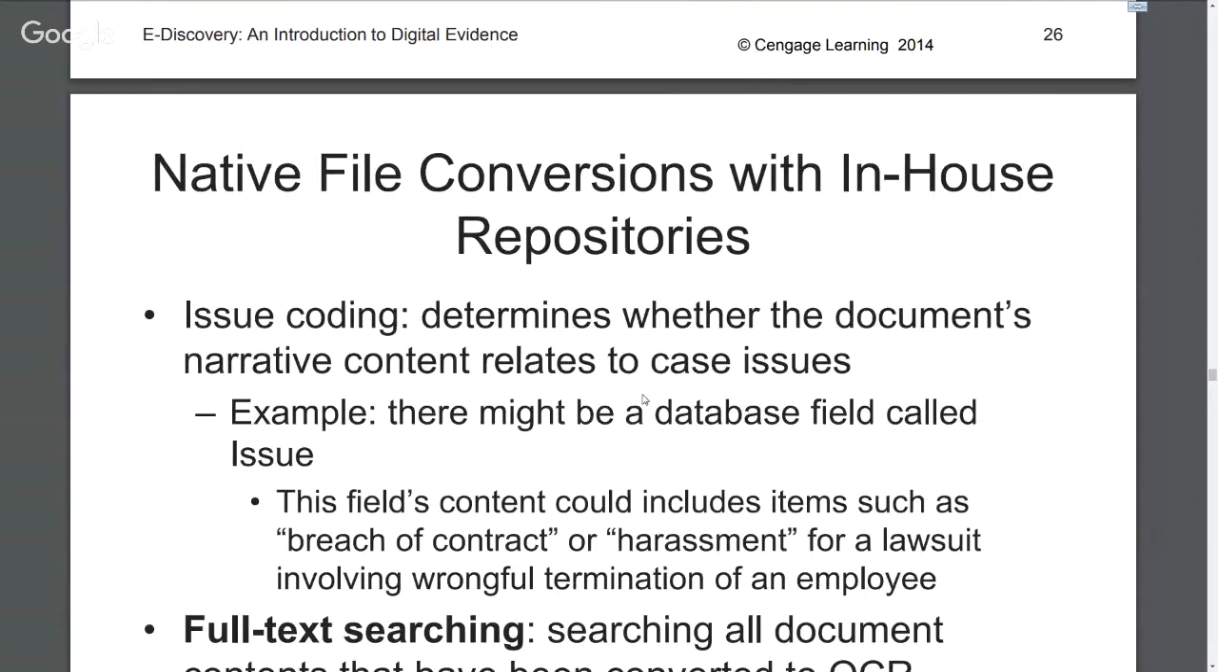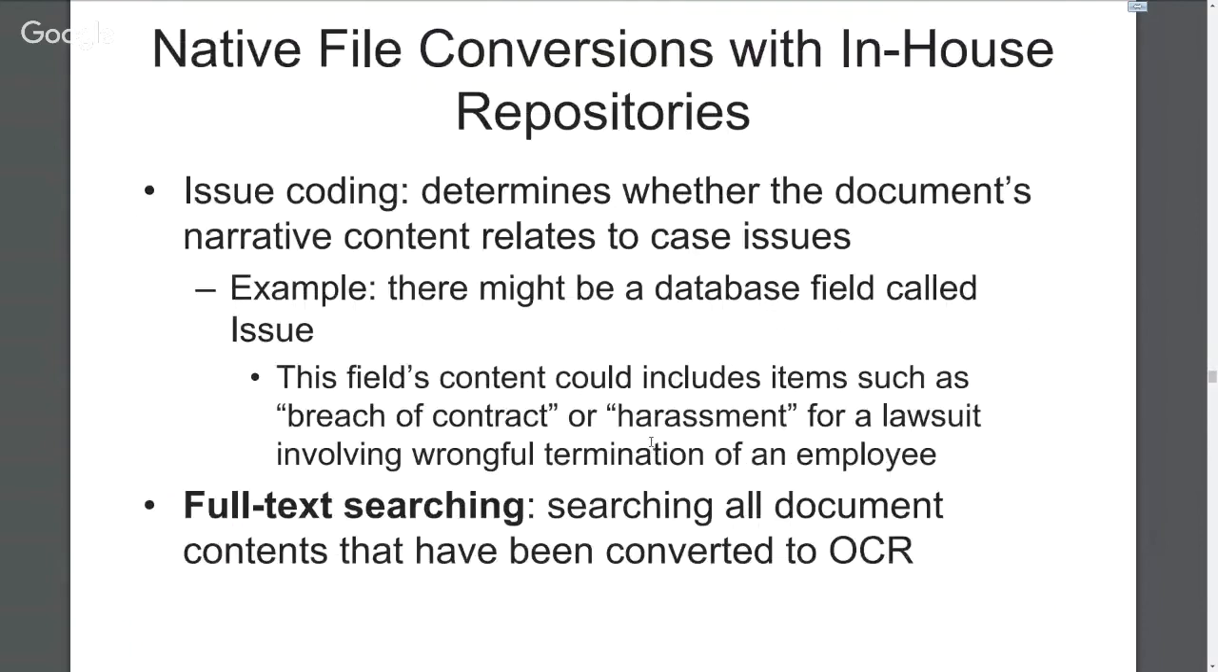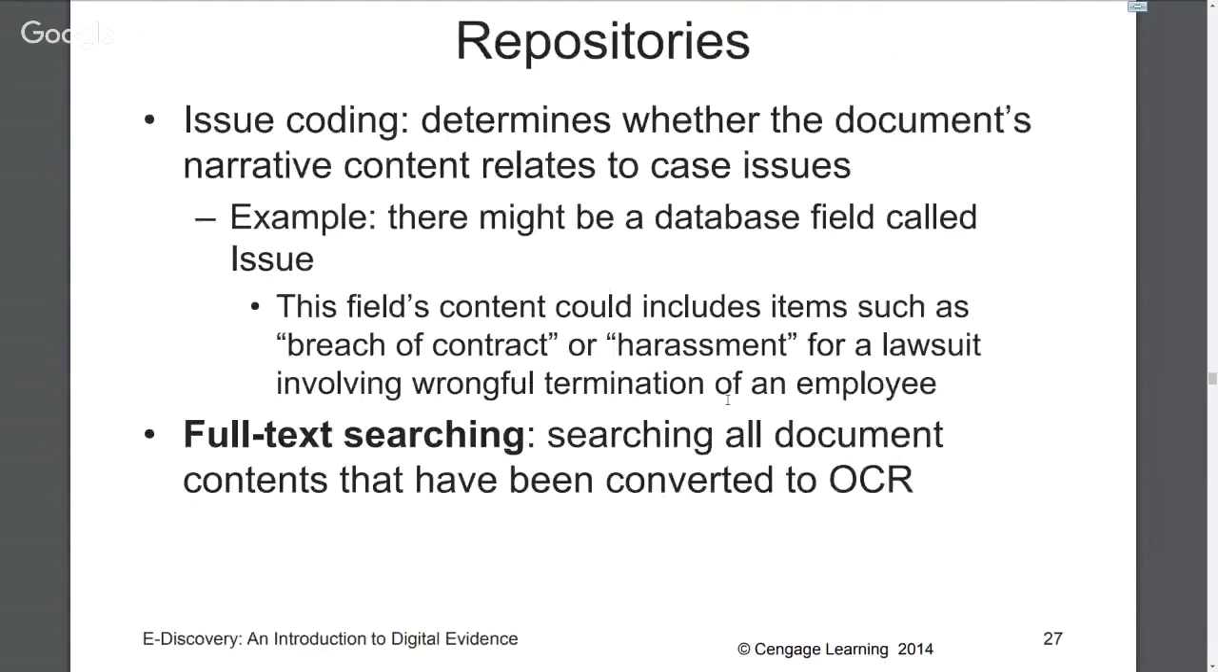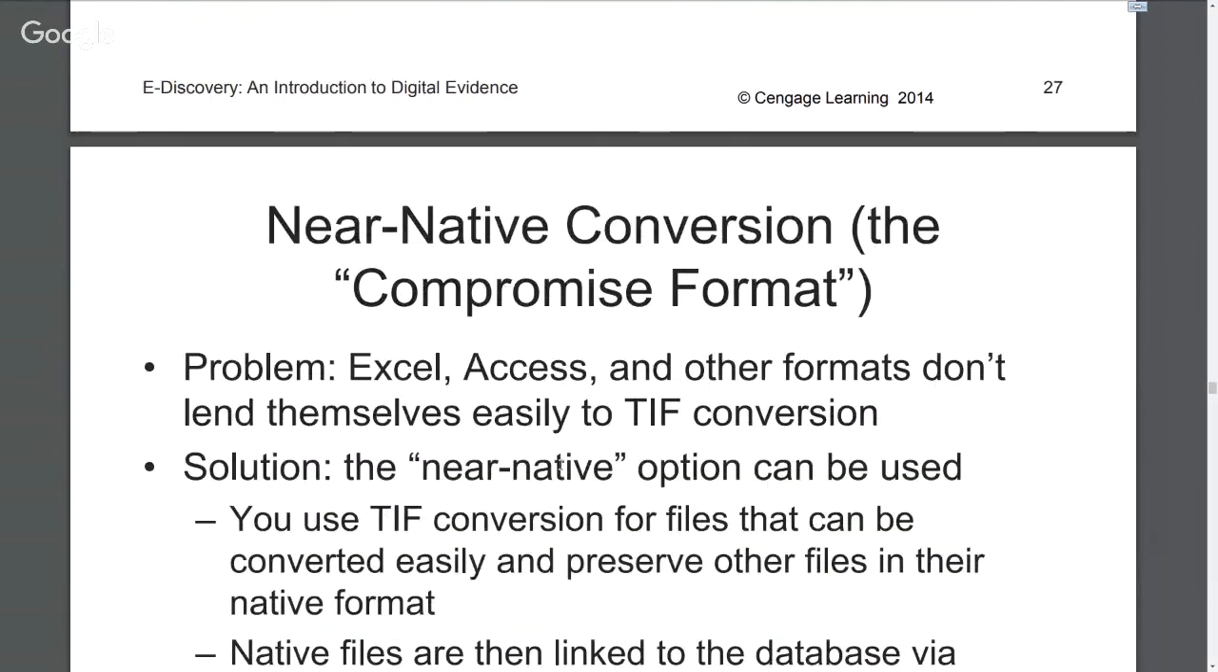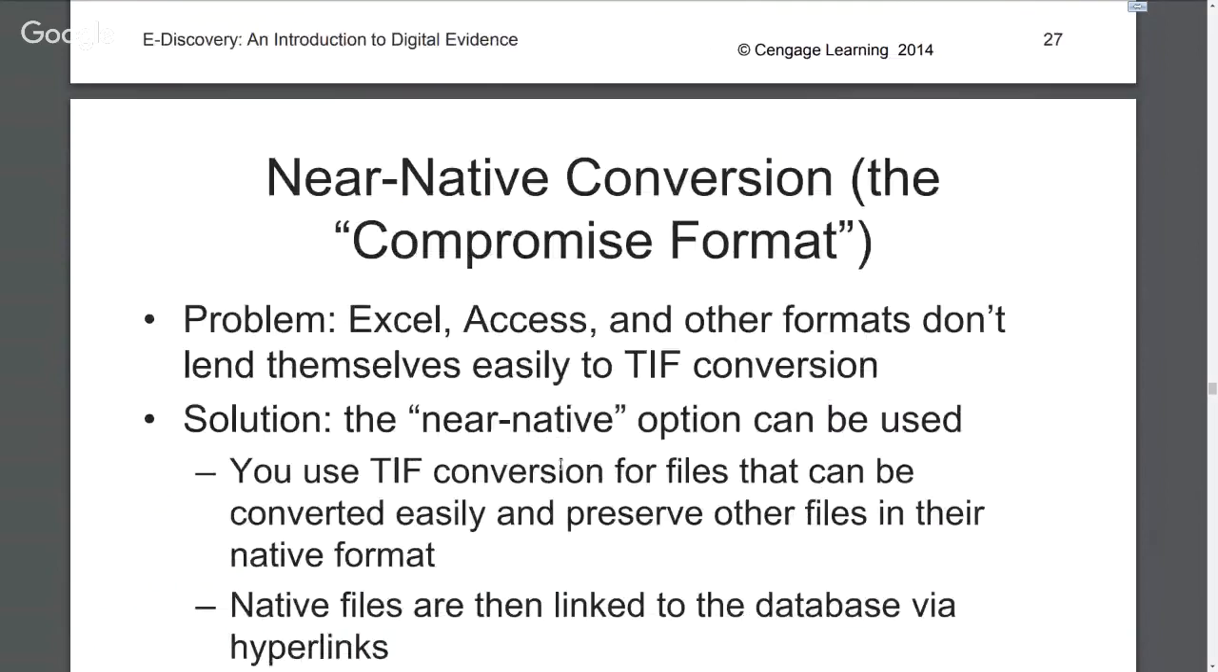When we talk about issue coding, we're talking about the narrative content and how it relates to the case issues. There might be a database field called issue, which could include breach of contract, harassment of an employee, or a lawful termination of an employee. Full text searching is basically like you would search any Word, PDF, or anything else like that. Anything you search for has to be in the optically character recognized document. If it's not there, you're not going to pull anything.